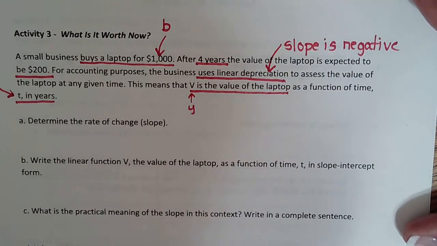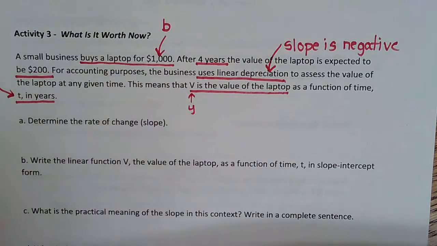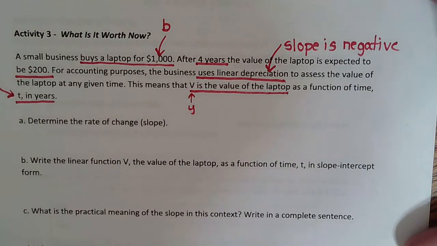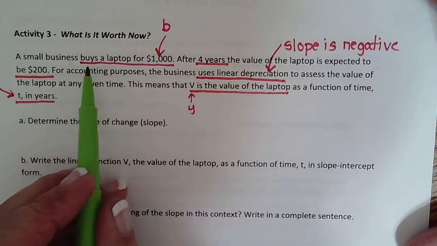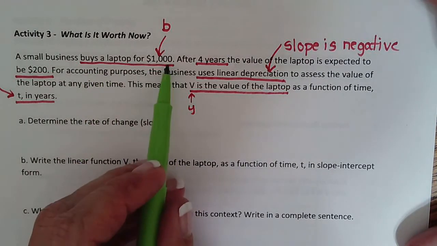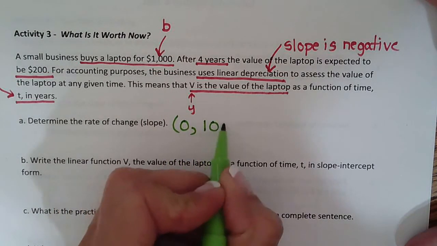Determine the rate of change. Well, before I can determine the rate of change, I have to be able to have 2 points. So can you come up with a point? What would this point be? How old is a laptop when I buy it? 0 years old? $1,000? Everybody agree? That's the first point. So 0 years old, it's worth $1,000.